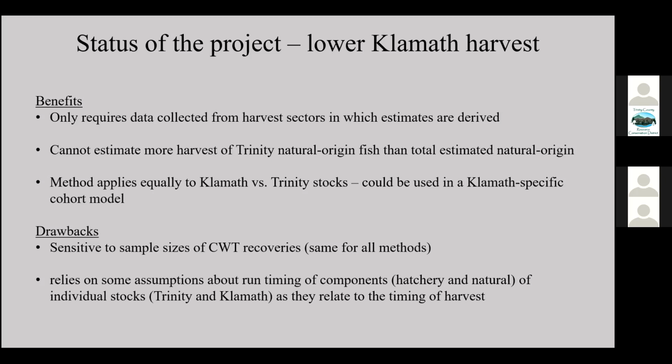As I mentioned, it's sensitive to sample sizes of coded wire tag recoveries. So as you can imagine, when the method has to be applied for specific ages in a specific year in a specific harvest sector, and it relies on recovery of coded wire tags, by the time you've drilled that far down into the data, the coded wire tag recoveries become pretty sparse at times. So that is an issue, but that's an issue for all the methods that have been investigated.